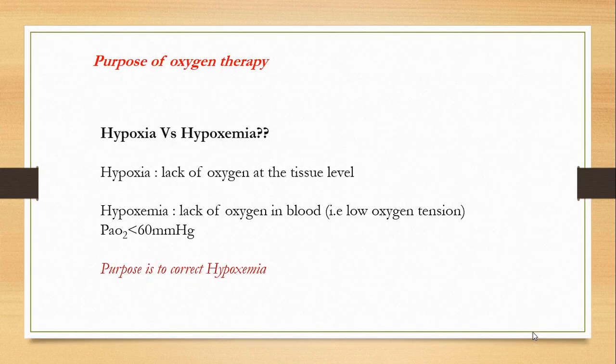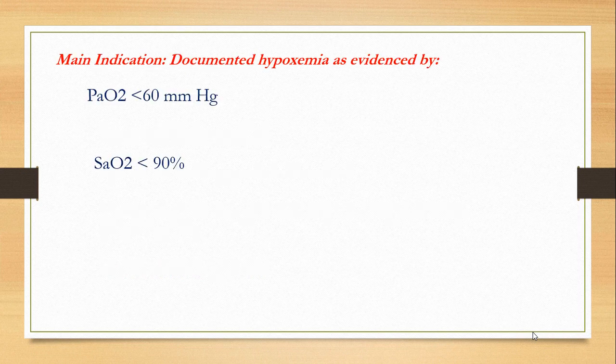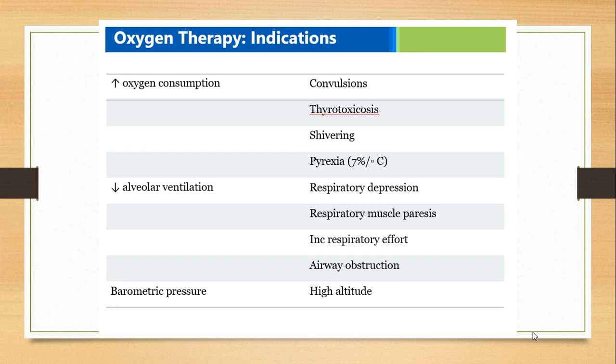I'll keep it simple. So first, looking into the purpose of oxygen therapy, we use oxygen therapy predominantly to address the hypoxemia in the blood. So hypoxia is the lack of oxygen at the tissue level, and hypoxemia is the lack of oxygen present in the blood. Hypoxemia is characteristically defined as a PaO2 of less than 60 or a saturation of less than 90%. These are the main indications for starting oxygen therapy at the outset.